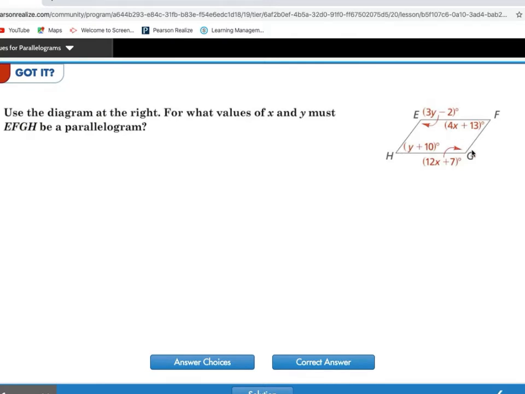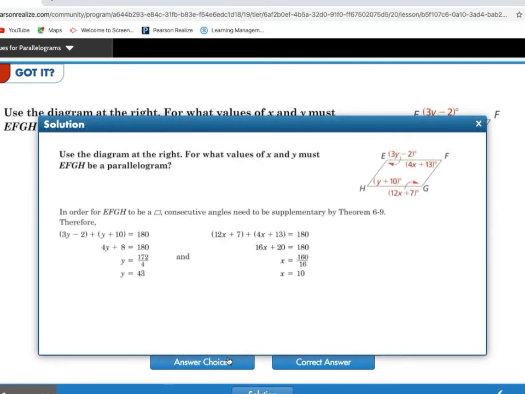Since we are given the measurement of the angles, we are going to use theorem 6-9 that states that for EFGH to be a parallelogram, consecutive angles need to be supplementary. So here, we are going to look at consecutive angles. In this case, H and E are consecutive angles.